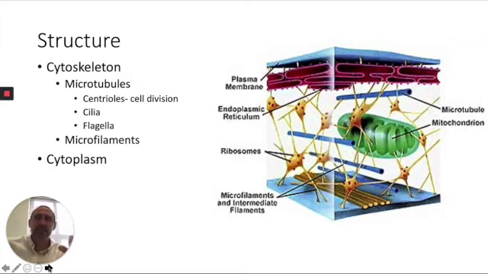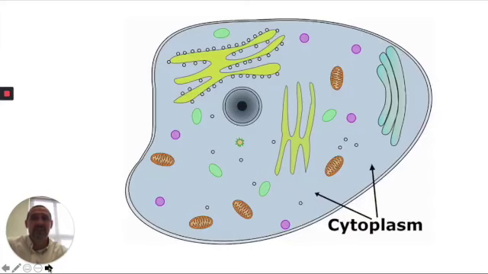The cytoplasm is the fluid inside the cell, and that again gives the cell shape because it's filled with that fluid, mostly water in this case. So here's an example of a picture of a cell with some cytoplasm. It's just a fluid that fills the inside of that cell.